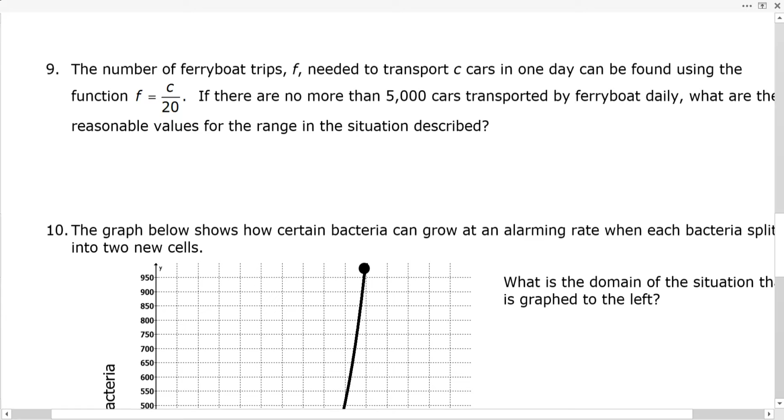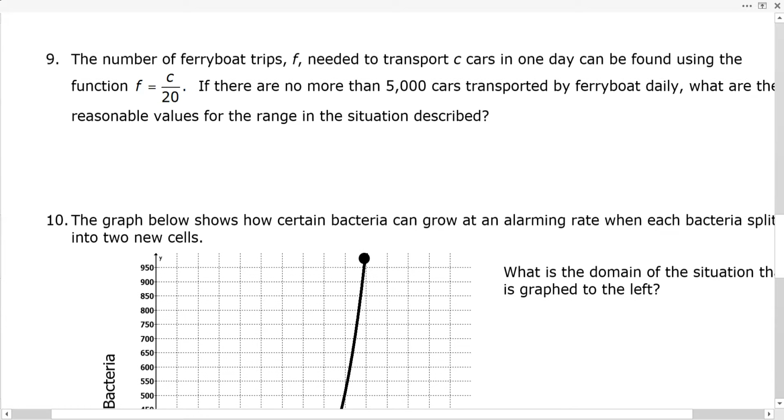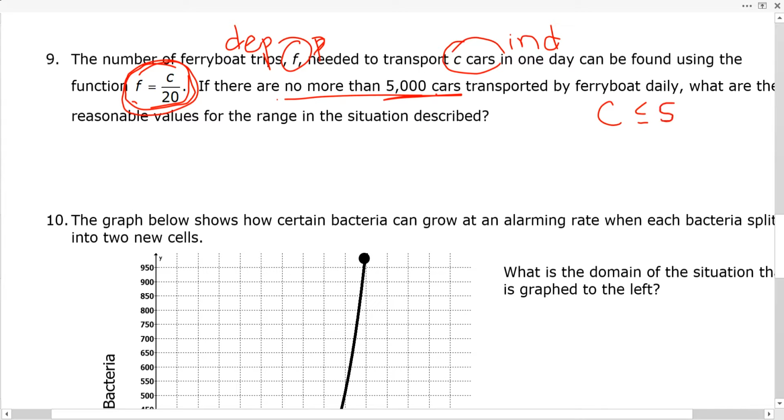Okay, number 9 is one of those problems where I have to kind of think through it out loud, otherwise I'm going to get confused. So we have ferry boat trips and cars. So cars would be the independent variable. Ferry boat trips would be the dependent variable because the number of ferry boat trips depends on how many cars come. So here's our function. If there are no more than 5,000 cars, that means C has to be less than or equal to 5,000.